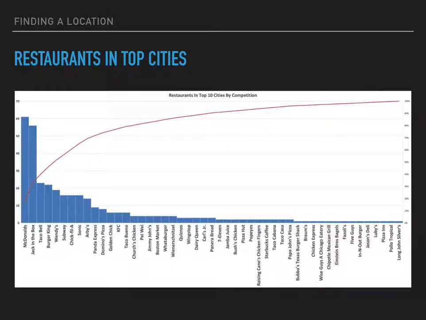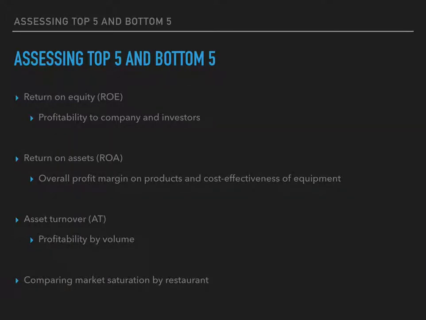So here are the top restaurants, and we can break it down into the top five and bottom five. The way we're going to measure the top five and bottom five is by return on equity, which is the profitability of the company and their investors, the return on assets, which is the overall profit margin of products, and the cost effectiveness of the equipment, or essentially whether or not the equipment can pay for itself. And then finally, asset turnover, which is the volume at which the company sells their products.